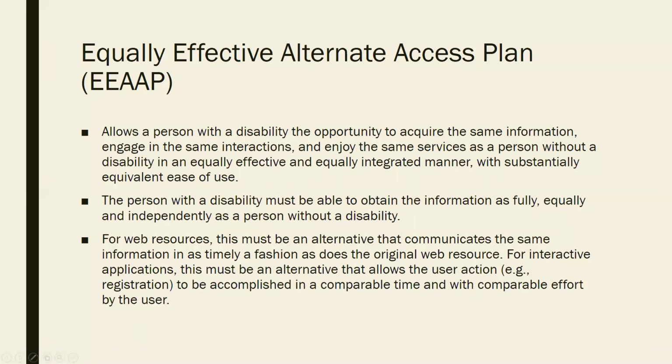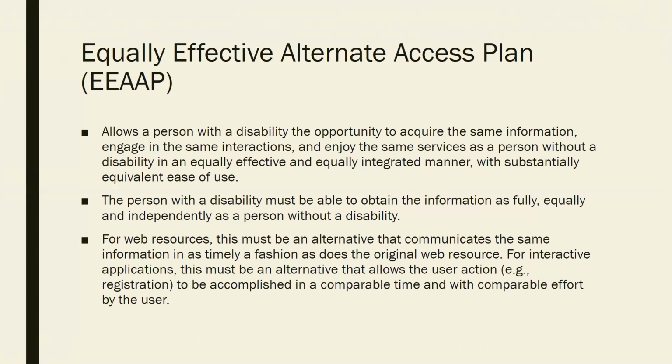So an equally effective alternate access plan, which is sometimes abbreviated EEAAP, allows a person with a disability the opportunity to acquire the same information, engage in the same interactions, and enjoy the same services as a person without a disability in an equally effective and equally integrated manner with substantially equivalent ease of use. That language comes directly from the Office of Civil Rights.